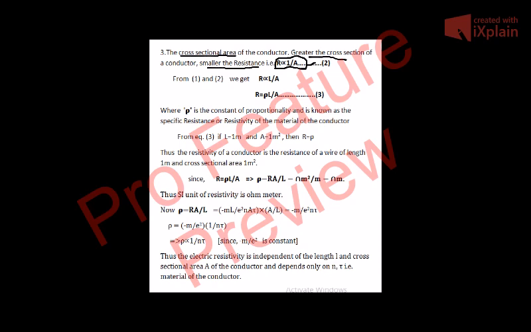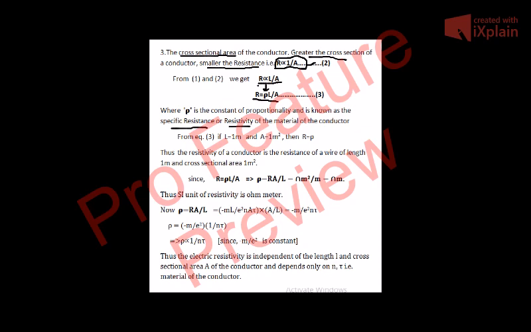When we compare these two equations, we find that R is proportional to L upon A. Now, if we remove the proportionality, we get R is equal to rho L upon A, where rho is the constant of proportionality, and this rho is known as the resistivity of the conductor, the material of the conductor.